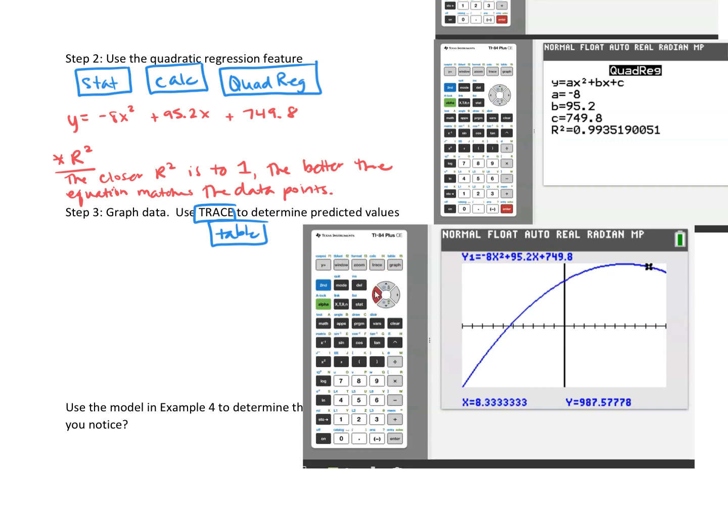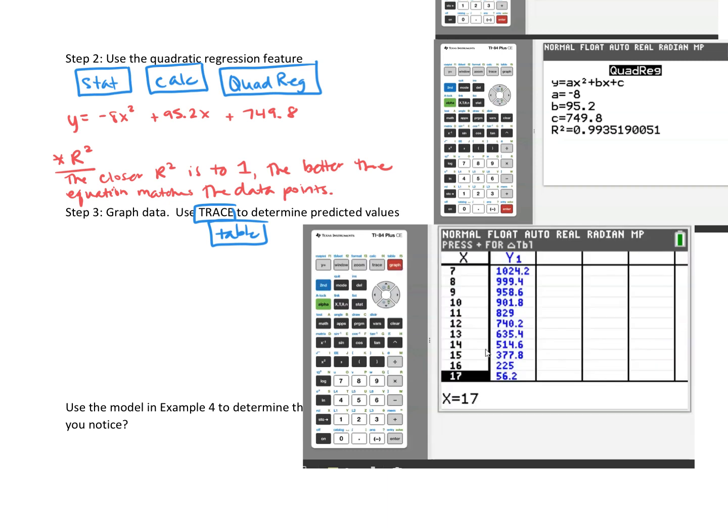So I can trace, we want to know when x is a 6 and when x is a 7. So I can trace to do that. You notice sometimes it's hard to land it right on the 6, like right there is at a 5.909. I arrow over, I'm a 6.06. So for me personally, I would like the table of values. So I'm going to hit second graph. Here's our table. And I'm going to find when x is a 6.